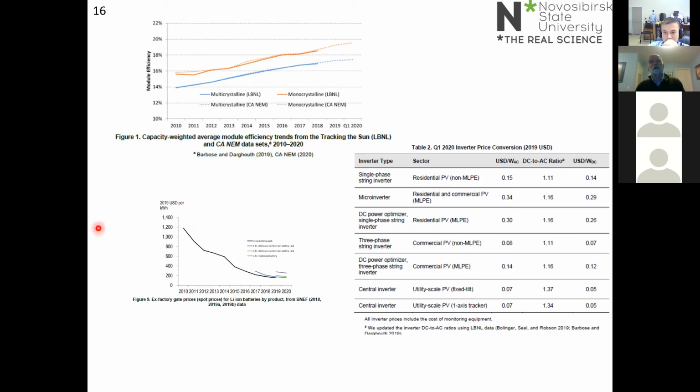So all the major components that you need to build a renewable energy electricity system have dropped in price dramatically over the last decade. The rest of the information on this slide is really pointing to something that I'm going to spend a fair bit of time talking about in the PV section. And that is, what sort of inverter do you have with your PV system?